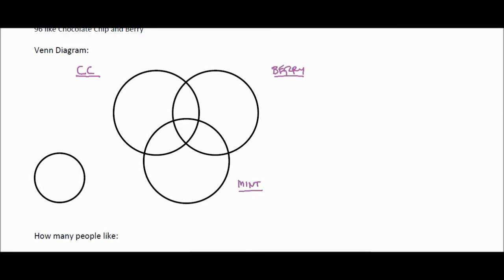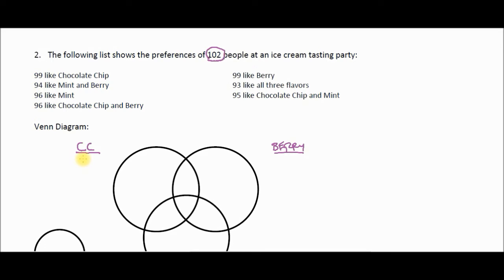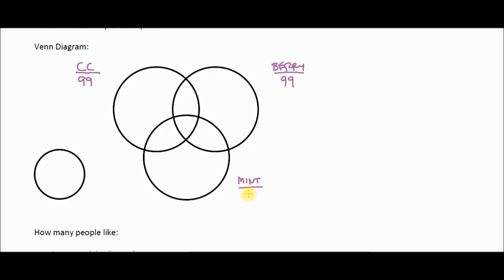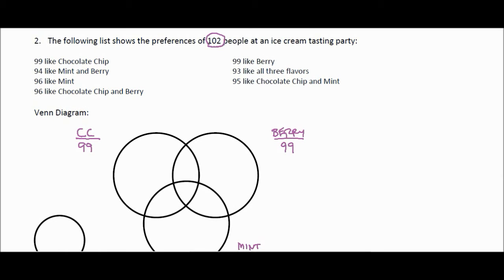Okay, let's take a look at our totals for those individual categories. Chocolate chip, 99 people liked chocolate chip. Well, 99 out of 102. A lot of people like chocolate chip. Berry, 99 people actually liked berry as well. And how many liked mint? 96 liked mint. So first step, label the 3 circles and write the number of people in the survey or the number of things that are in that individual category.